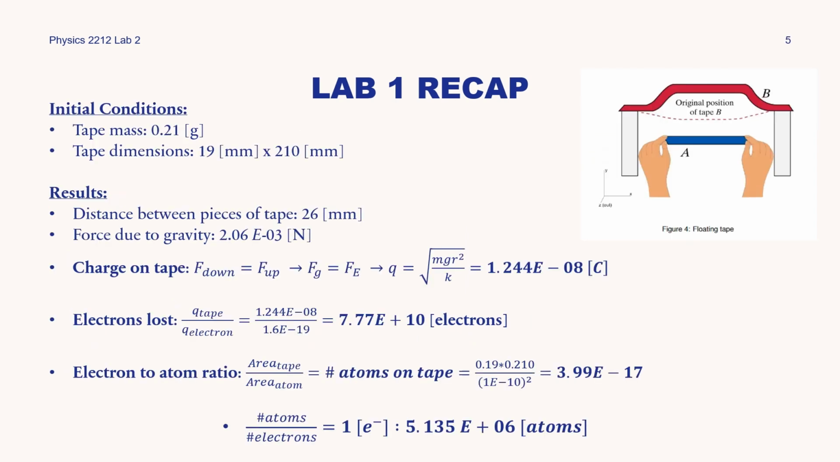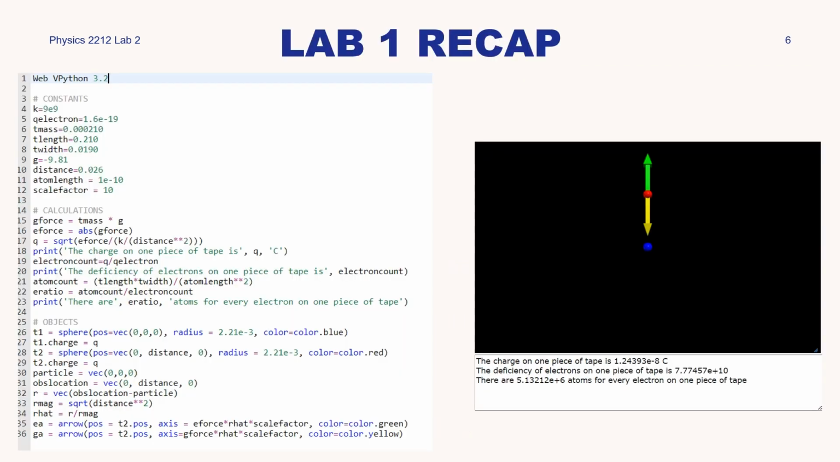From some assumptions and calculations, we got the tape mass to be 0.21 grams, we have its tape dimensions, and all of the calculations we did in the last lab to determine the number of electrons lost, the charge on the tape, and the electron to atom ratio. Now, in the recap for the Lab 1 GlowScript code, we just have all of the code, and the plot on the right shows that we have an equal and opposite electric and gravitational force, both up and down.